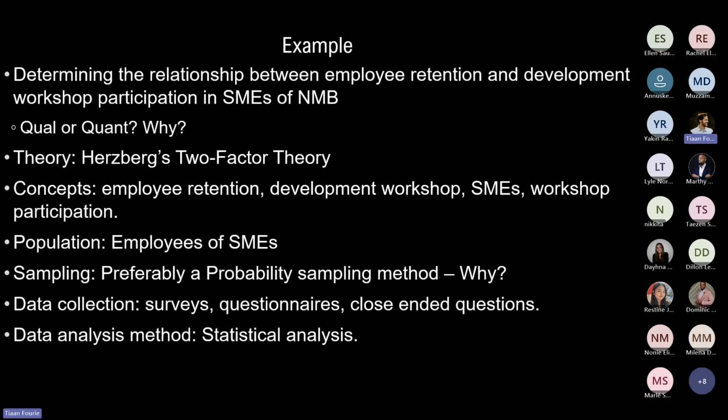Avoid distortion. So with probability sampling, we have no bias. With probability sampling, me as the person that is researching, trying to identify the relationship between employee retention and development workshop participation, I'm trying to get the most accurate results because for quantitative research, I'm going to use statistical analysis, and I don't want the statistics to be skewed. I don't want inaccurate numbers, basically, because I'm going to use questionnaires with closed-ended questions.